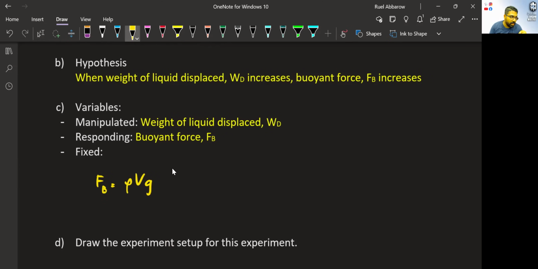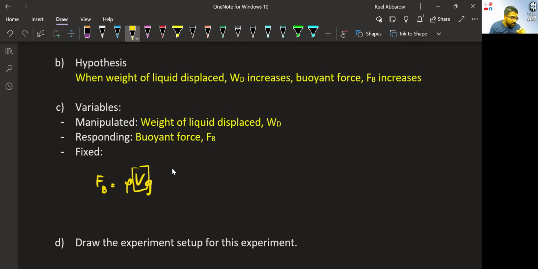The volume of liquid displaced. Okay. This is the volume of liquid displaced, right? This is not the volume of the object. If the object is fully immersed, then yes, they are the same thing. The volume of the object is equal to the volume of the fluid displaced because the entire object is already immersed. Everything is submerged under the water, right?